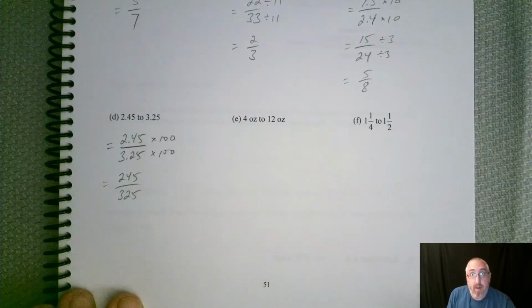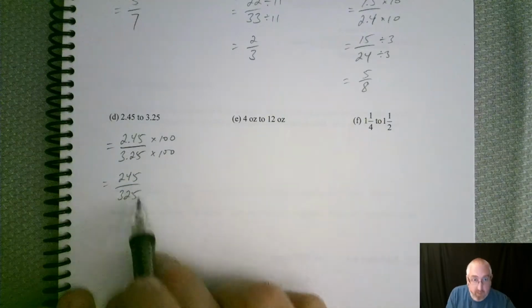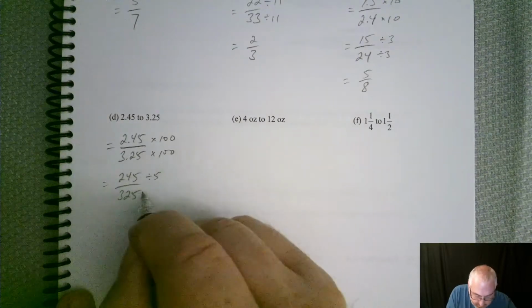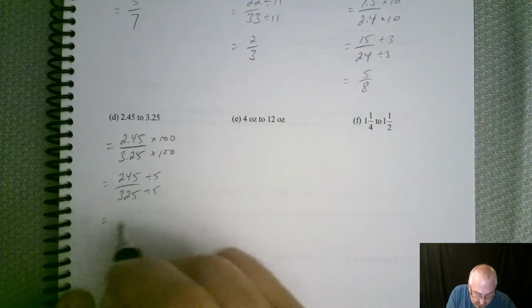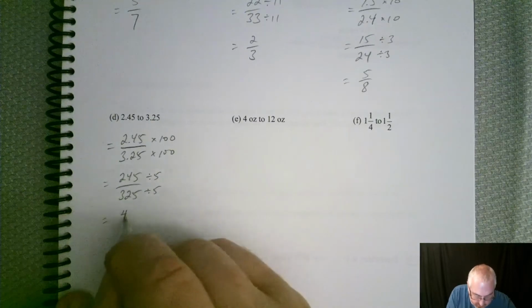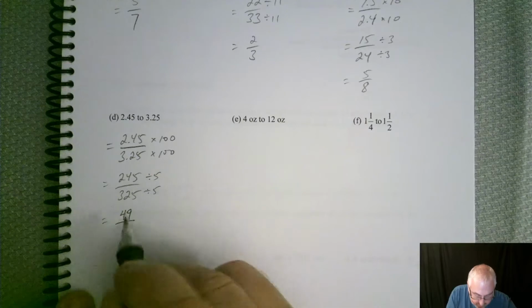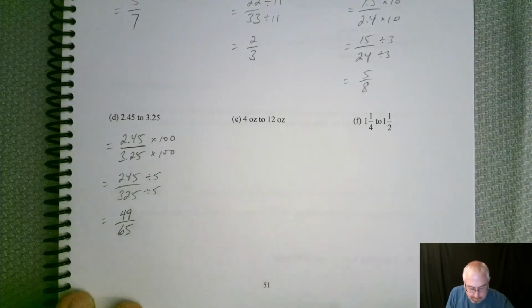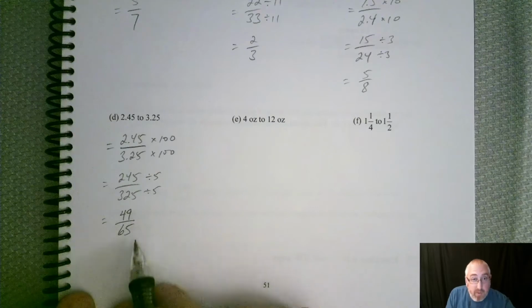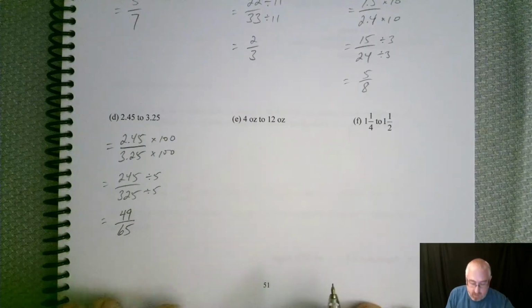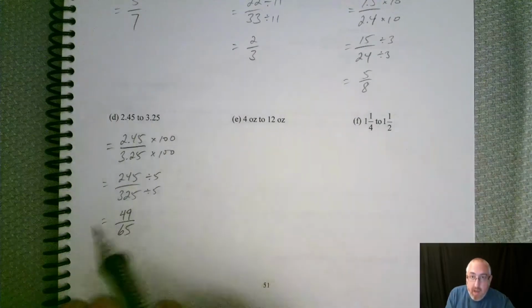So now, well, what goes into both of those for sure? Looks like a 5 will divide out of that. So 5 goes into that, what's that, 49 times. And the bottom looks like 65. So now can we reduce this any further? Probably not.